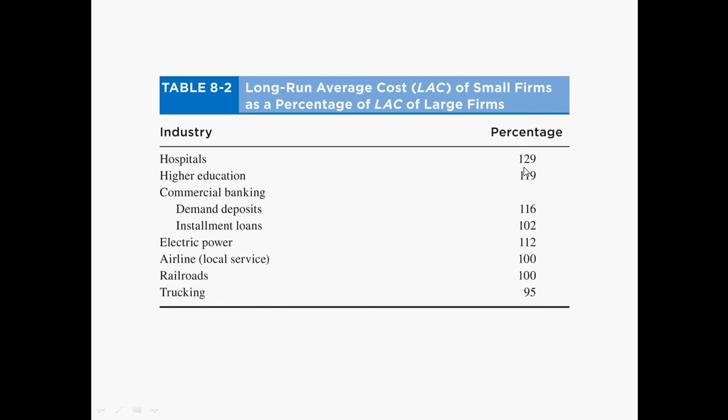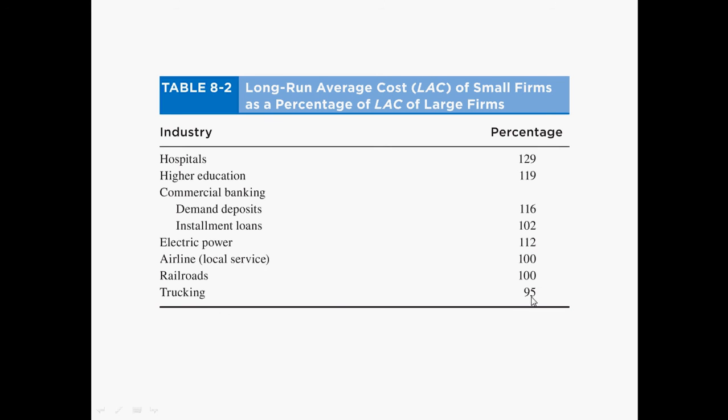So what does it mean that this is 129? Well, it means that small firms have larger long-run average costs than large firms do. So there's economies of scale in hospitals. You're more efficient if you're operating at larger scale. Higher education, same thing, not quite to the same extent. Commercial banking, and this depends. Demand deposits, there's a little bit more economies of scale.